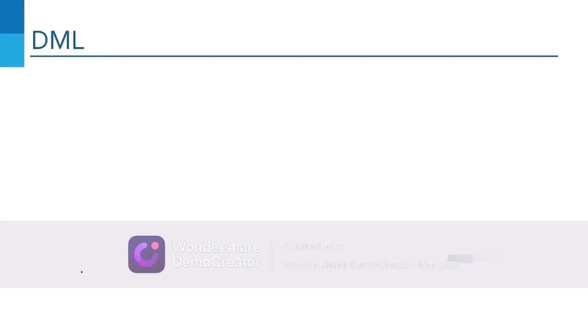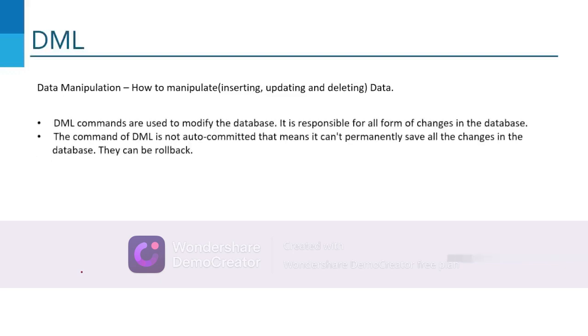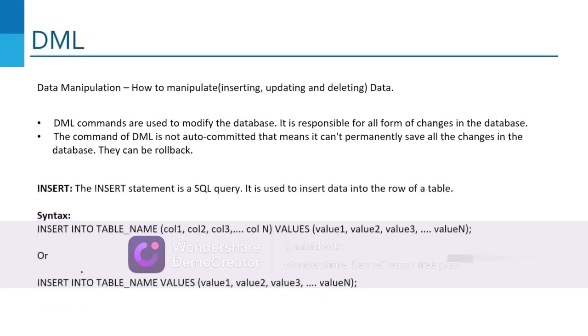So now we are jumping into the DML, which is data manipulation language. That means how to manipulate the data, how we can actually insert something, delete something or update something inside the values, not the table. Now, DML commands are used to modify the database. It is responsible for all forms of changes in the database. The commands of DML are not auto-committed. Remember that DDL is auto-committed, but this is not. That means it can't permanently save all the changes in the database. It can be rolled back. It can be undone.